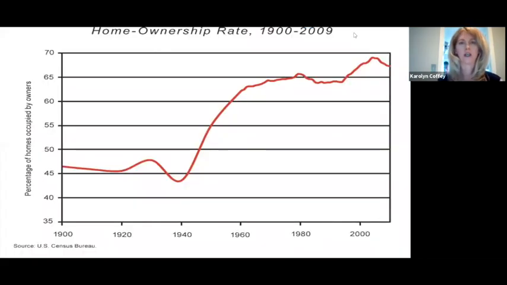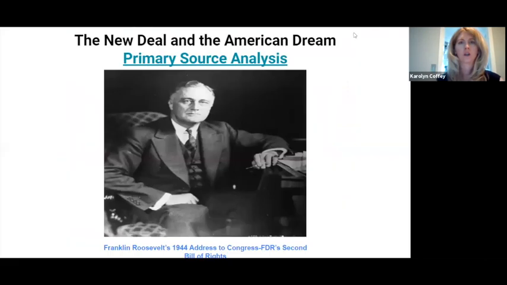Several graphs here represent just the increase of home ownership after World War II. And then there's a primary source analysis. This is Franklin Roosevelt's 1944 address to Congress, where he lays out his vision for this second Bill of Rights. And within this address, he touches upon the importance of home ownership.